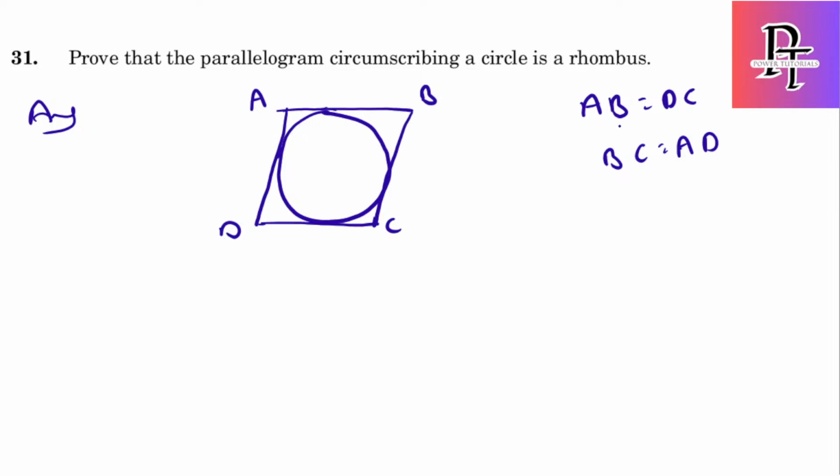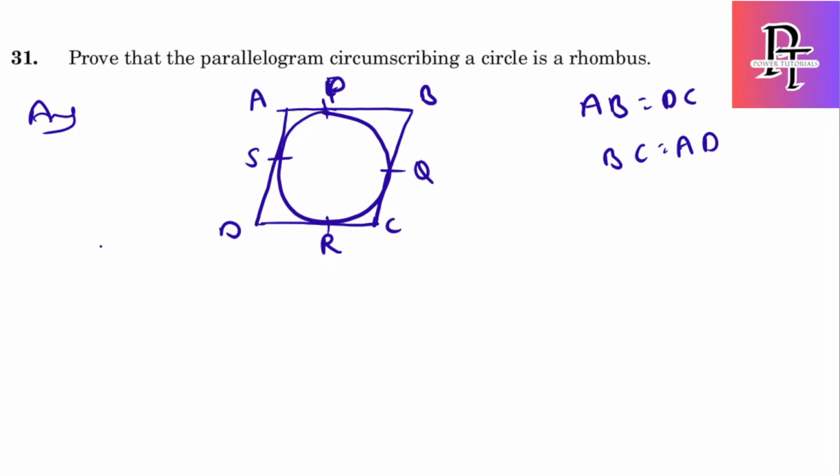Whereas for a rhombus, what we need to prove is that all these sides are equal. So indirectly you have to prove that AB is equal to BC or DC is equal to AD. For that we have one condition here. Let's mark these points separately. Let's choose P, Q, R and S.